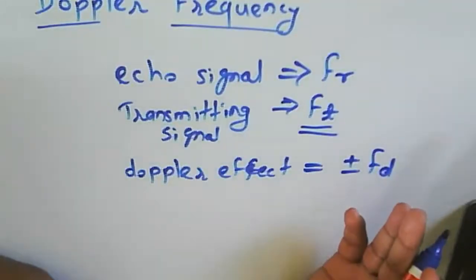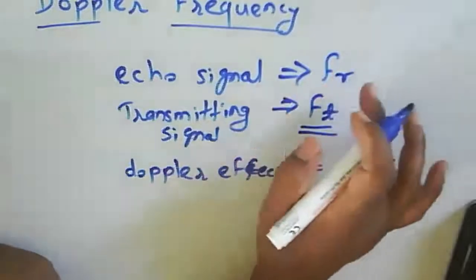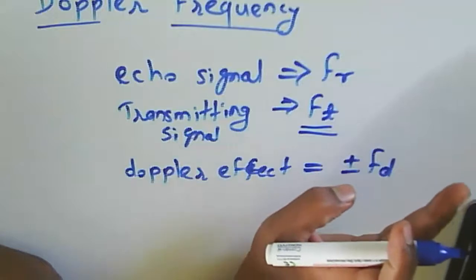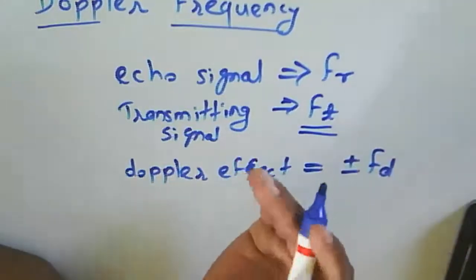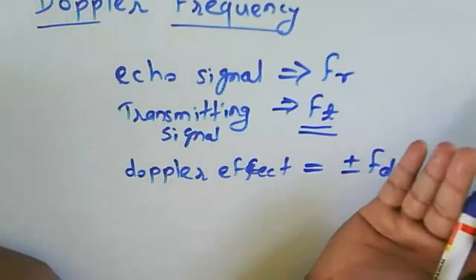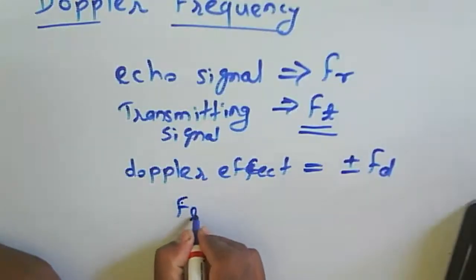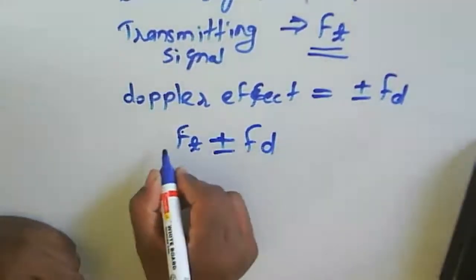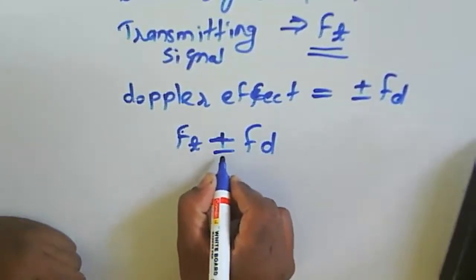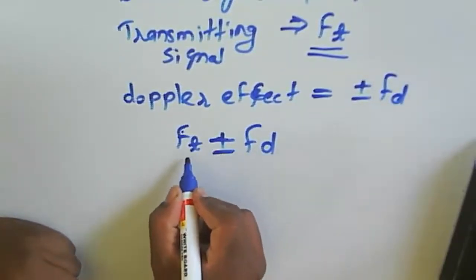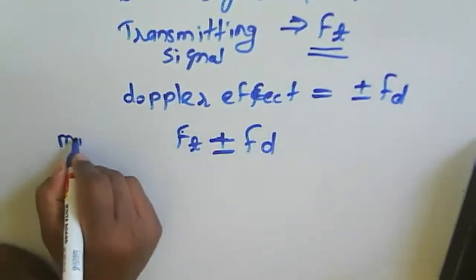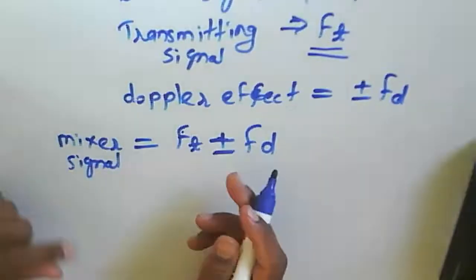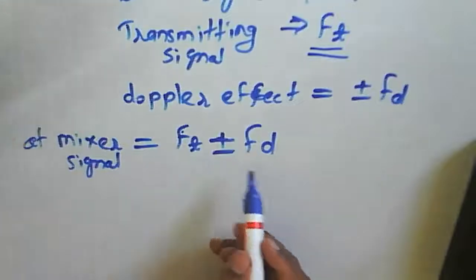Now, what will be the total signal received, FR? Whatever signal we receive at the receiver, or at the mixer, that is FT plus or minus FD. We are getting this plus or minus sign at the mixer. At the mixer signal, we are getting FT plus FD.